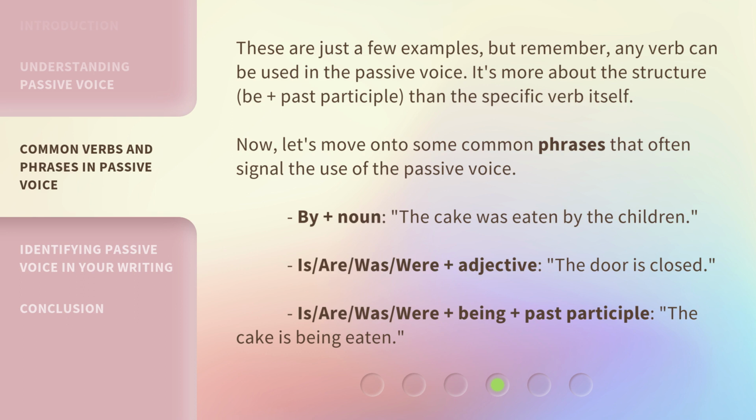Now, let's move on to some common phrases that often signal the use of the passive voice. By plus noun. The cake was eaten by the children. Is, are, was, were plus adjective. The door is closed. Is, are, was, were plus being plus past participle. The cake is being eaten.